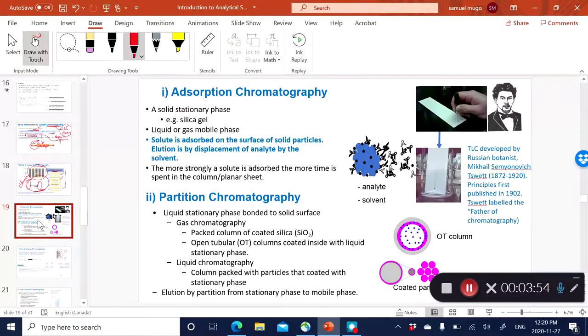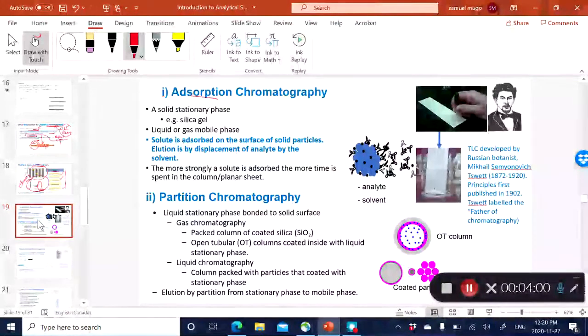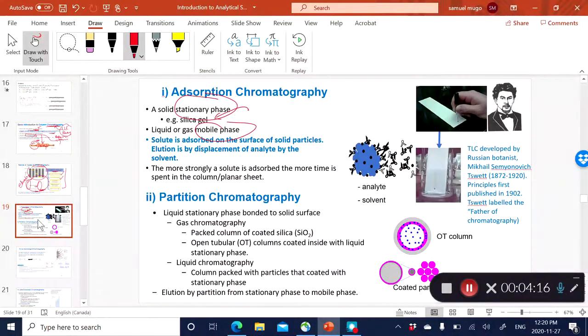So very quickly, adsorption chromatography traditionally refers to a solid stationary phase, with the mobile phase being a liquid or gas, and the chemistry is based on physical interaction of the analyte onto the stationary phase. The kind of interaction is purely based on hydrophobic interactions on the surface of the stationary phase, which in most cases is silica gel, commonly used.